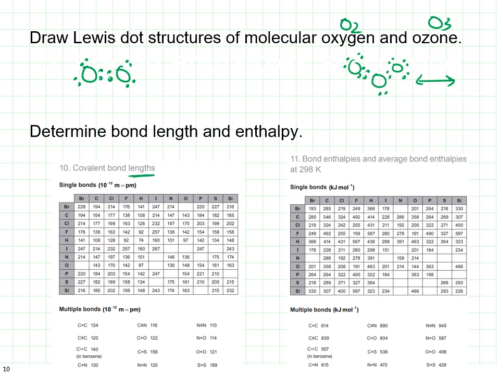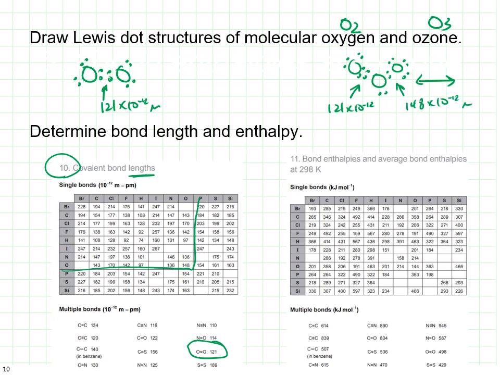So bond lengths are given to us in table 10. I see that the bond length for double O's is 121, so 121 times 10 to the minus 12 meters. For ozone, you could think maybe this is 121 times 10 to the minus 12 meters, and that single bond O-O is perhaps 148 times 10 to the minus 12 meters.